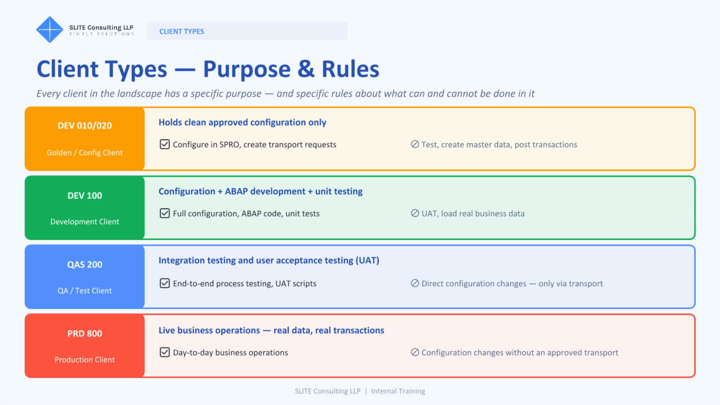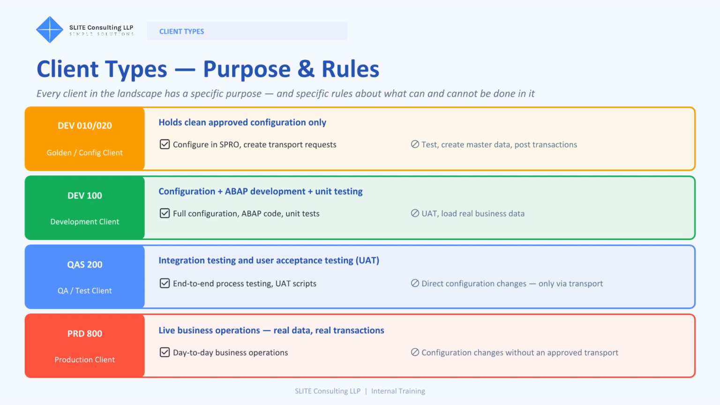UAT and real business data are off limits. The QA or test client, QUS 200, is reserved for integration testing and user acceptance testing. Direct configuration changes are not allowed. Any change must arrive through a transport from DEV. The production client, PRD 800, runs live business operations only.